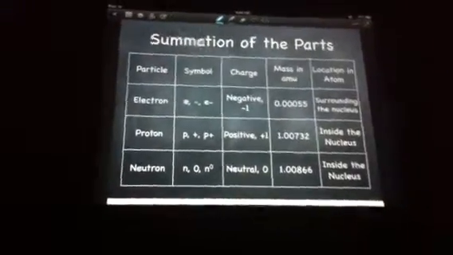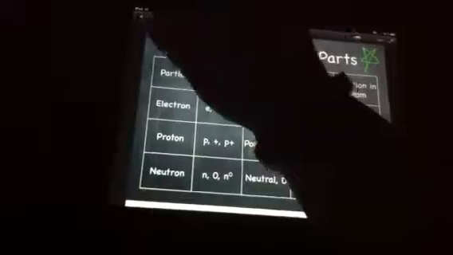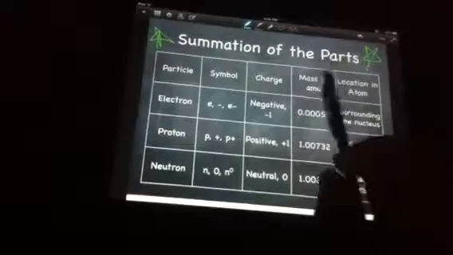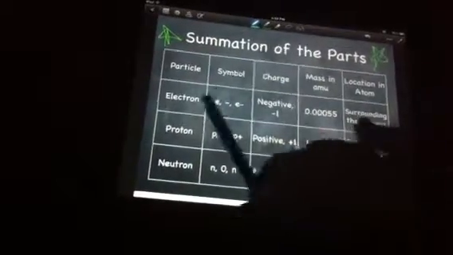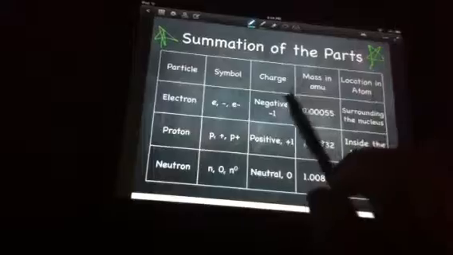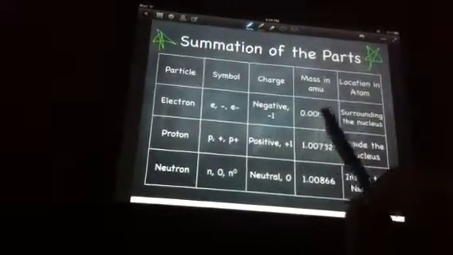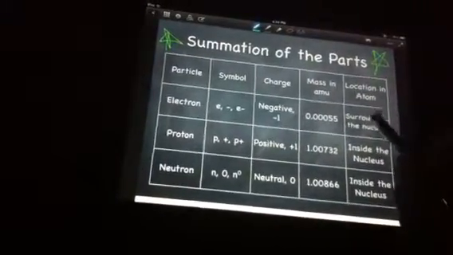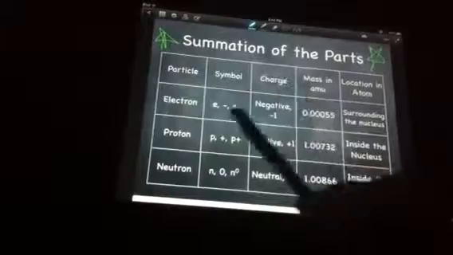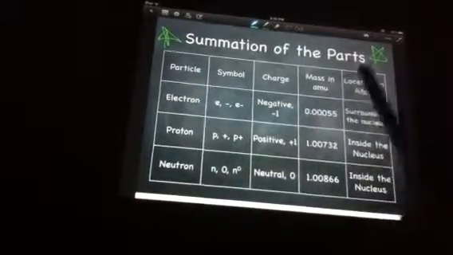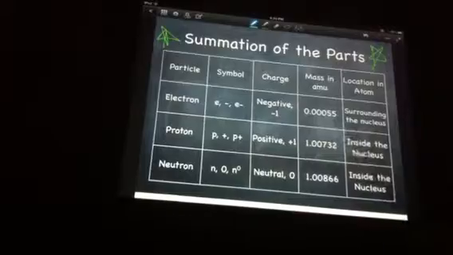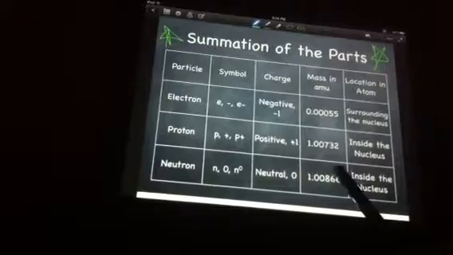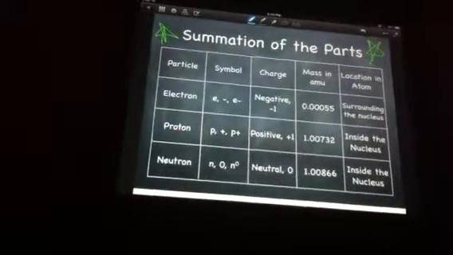So here's the summation. This is important. This should always be in your notes. This is a great reference tool. So we have our particle, symbol, charge, mass in AMU, and location in the atom. Electron, we have our three symbols. It's negative or -1. We have its mass in AMU. This is atomic mass unit. We'll talk about that in a little bit. It surrounds the nucleus. We have the proton and its three symbols. It's positive, plus 1. Here's its relative mass in AMU. And it's inside the nucleus. And then we have the neutron. Its three symbols. It's neutral, and here's its mass, and it's inside the nucleus as well.